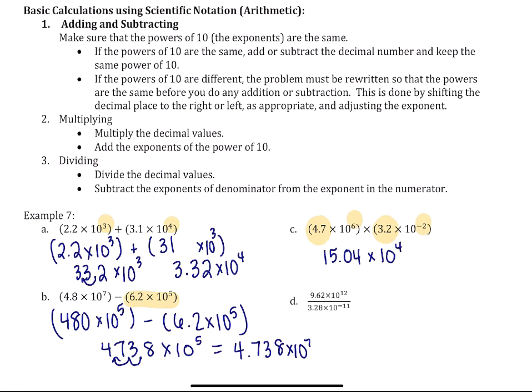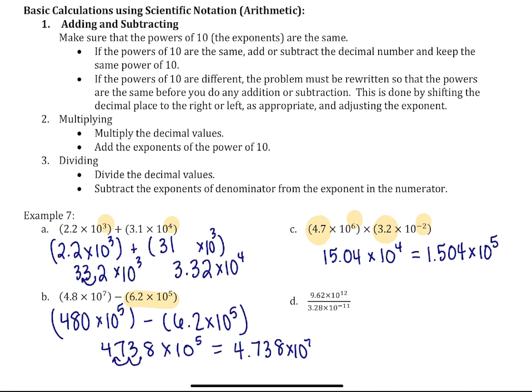This is not in scientific notation. I need to move the decimal 1 to the left. And so here I have 1.504, and now that'll be 10 to the 5. Since I had to go to the left, I'm going to add 1 to my exponent.